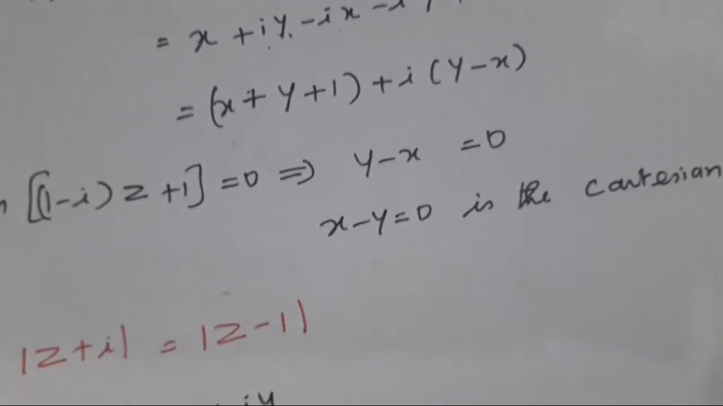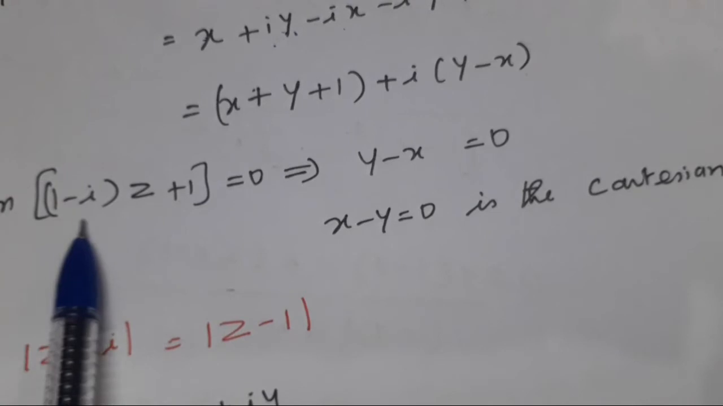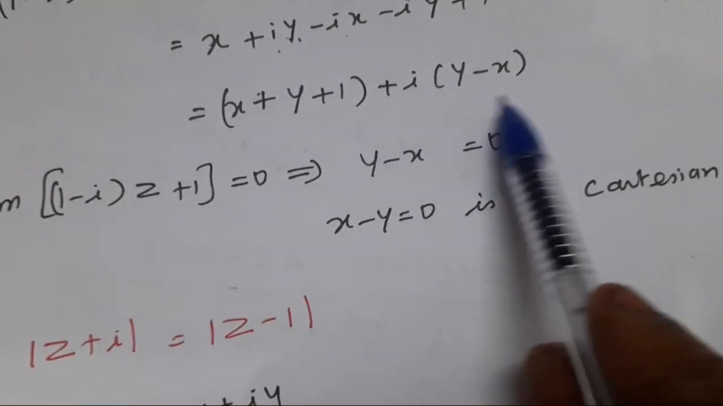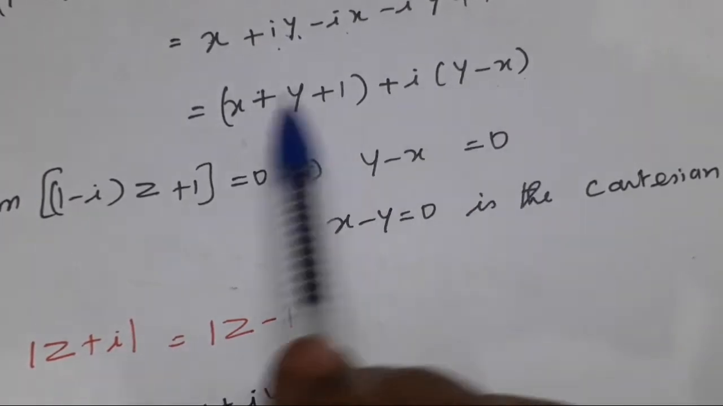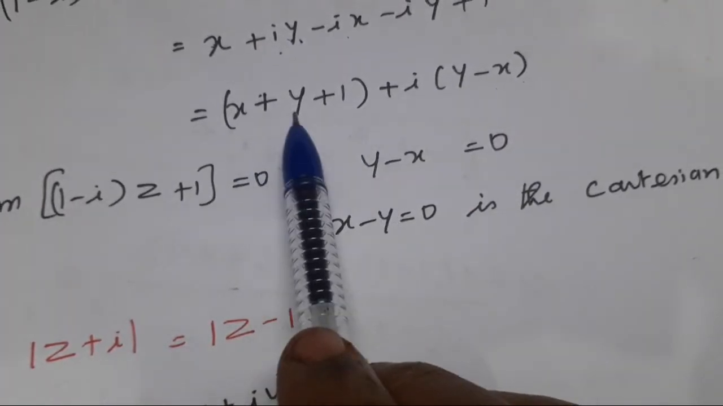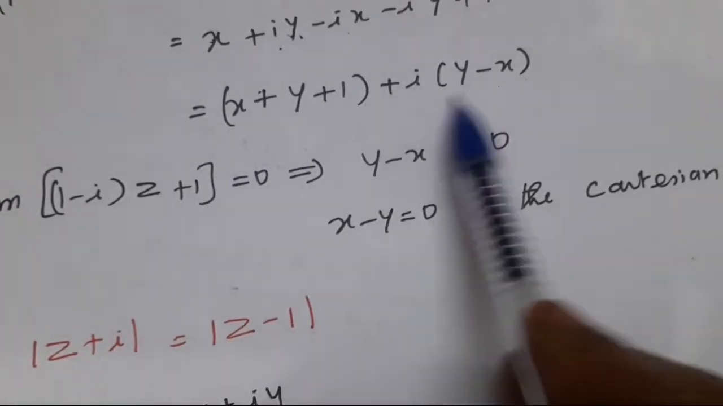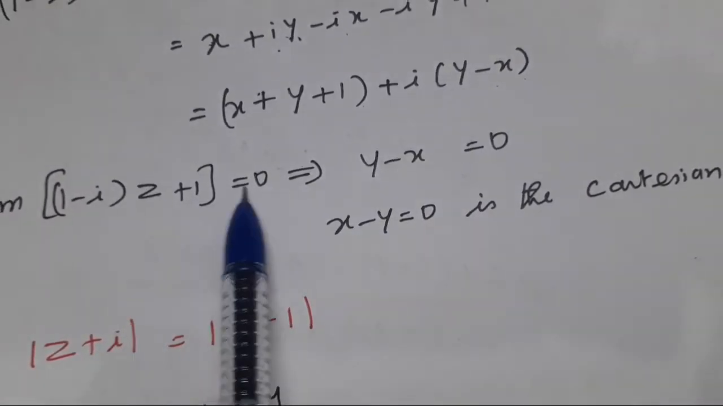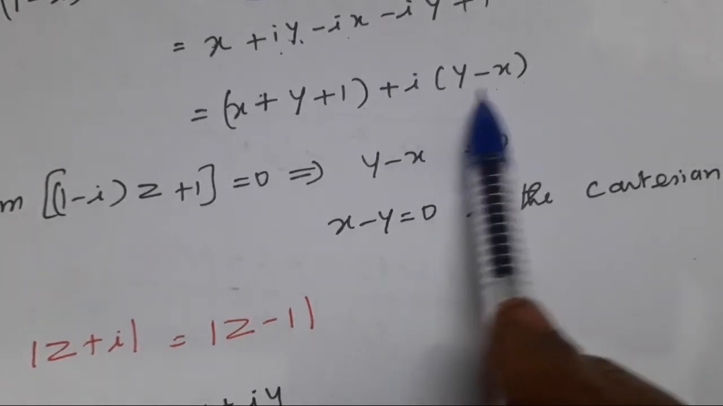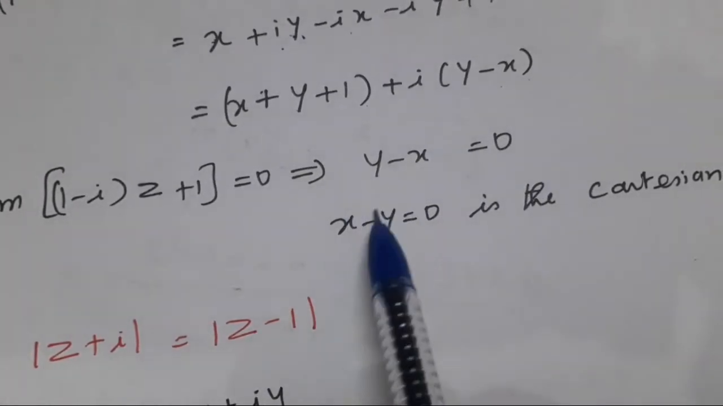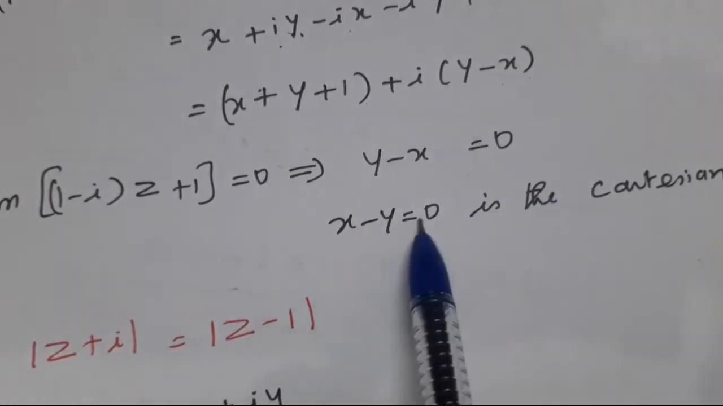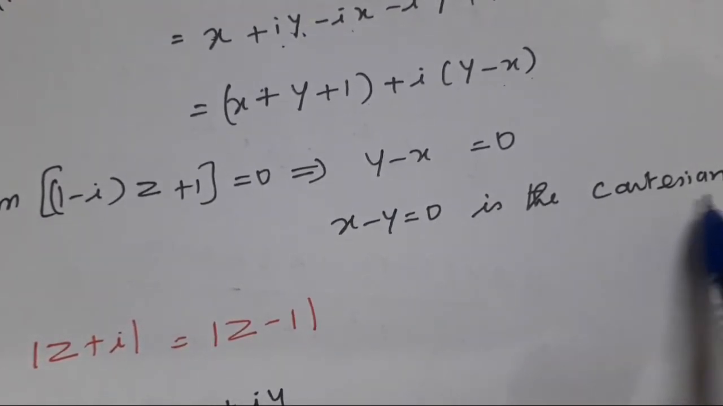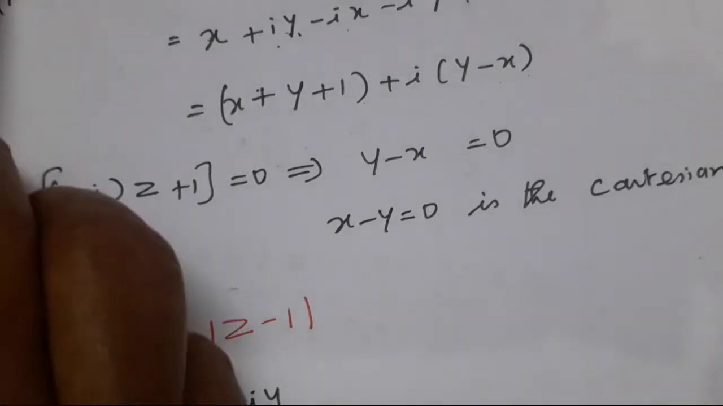Very easy. What do we need? The imaginary part of (1 minus i) into (z plus 1) equal to 0. This implies we need only the imaginary part. x plus y plus 1 is the real part, and i into the bracket is the imaginary part. We take the imaginary part equal to 0. The imaginary part is y minus x, so y minus x equal to 0. Multiplying by minus, we get x minus y equal to 0. This is the Cartesian equation, using the imaginary part.